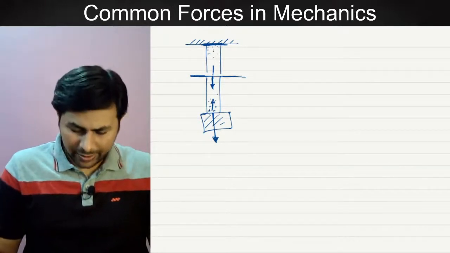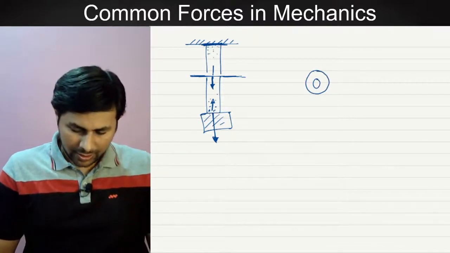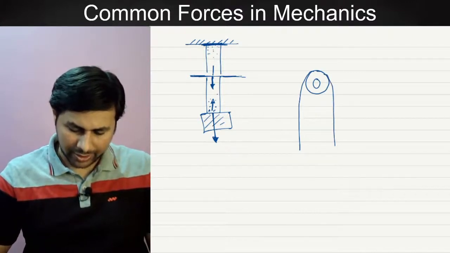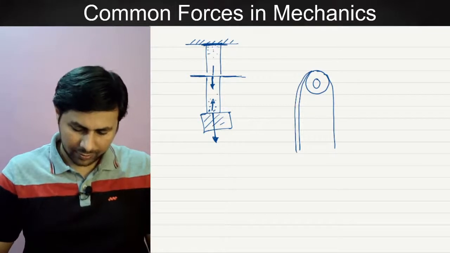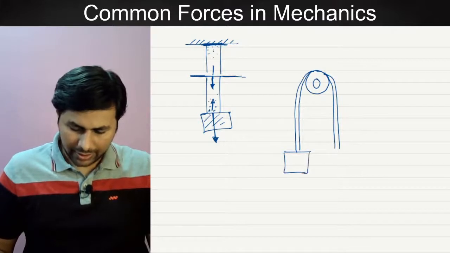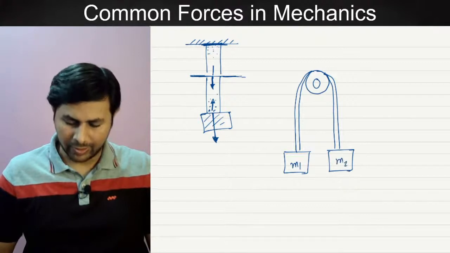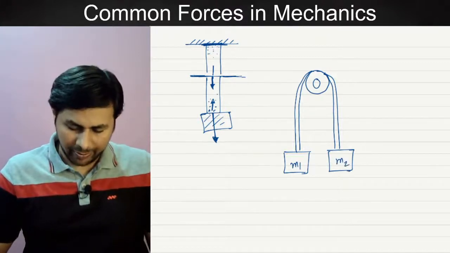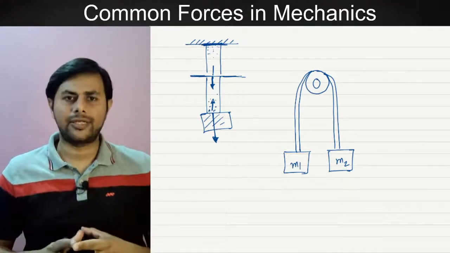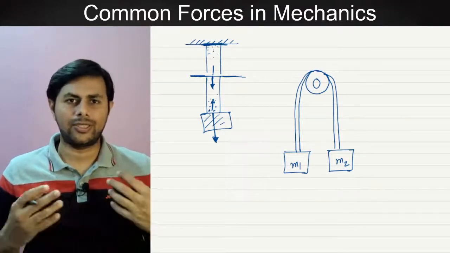Let's see another example. So suppose we take a pulley and let's suppose there is this rope passing over a pulley, and there are two masses. This is mass m1, this is another mass m2. So this is the same rope, so it gets stretched, let's say, by equal amount everywhere. So tension in this rope is equal everywhere.